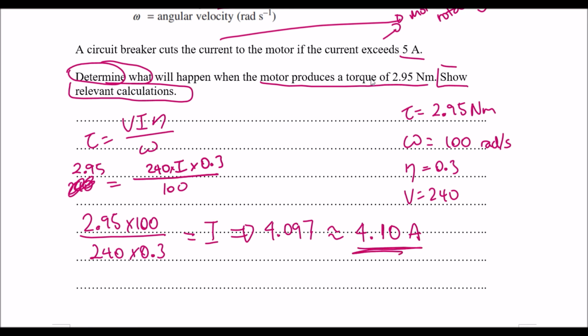Okay, now according to our question, if the current exceeds 5 amps, the circuit will cut off. Now we're smaller than 5 amps, which means the motor will continue to run. So therefore, as current is smaller than 5 amps, the circuit breaker doesn't activate and the motor continues to rotate.